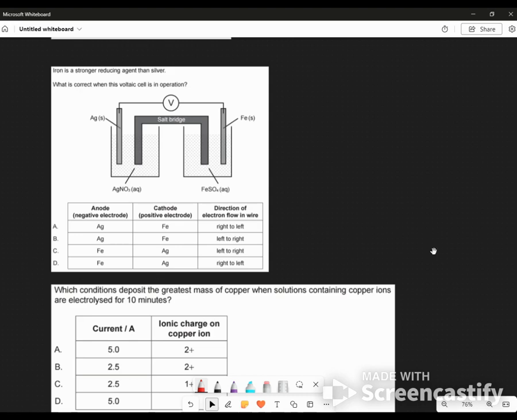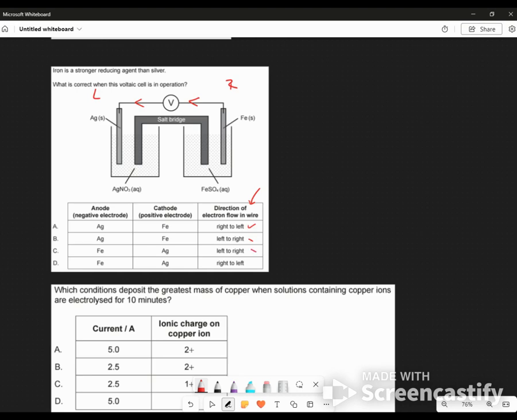What is correct? Iron is a stronger reducing agent than silver. All right. In other words, it's going to get rid of its electrons. It's going to get oxidized. So the electron's going to go like that. So I've already got one of these answers, haven't I? Electron is right to left. This is right. This is left. So right to left, yes.